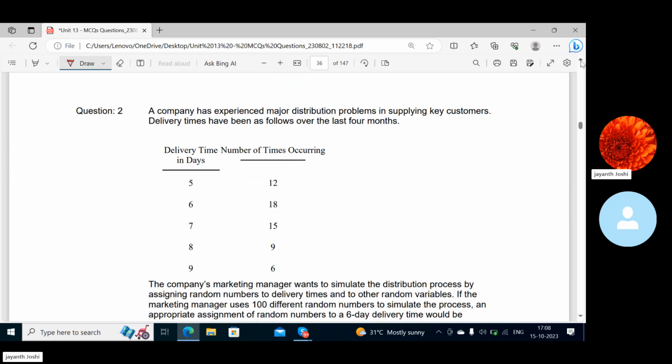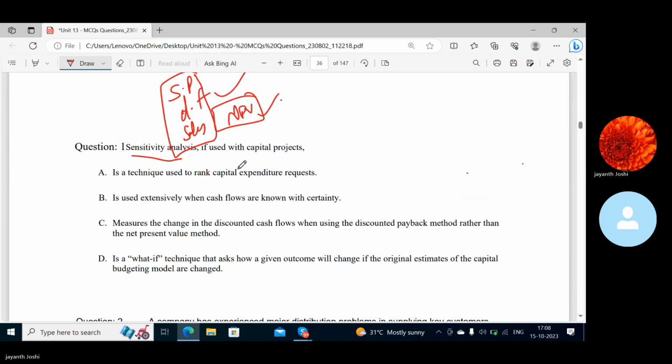So now coming to the question: if it is used with capital projects, then what is the technique used to rank? Sensitivity analysis is not a ranking technique. It calculates results under varying assumptions. That means if this is varying, this is varying, how it impacts NPV. So this is not the answer.